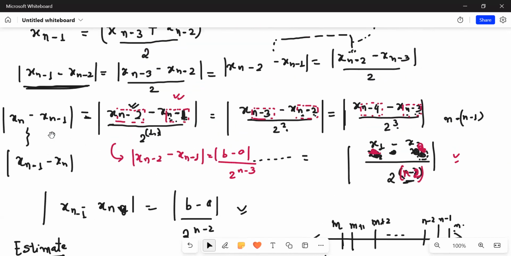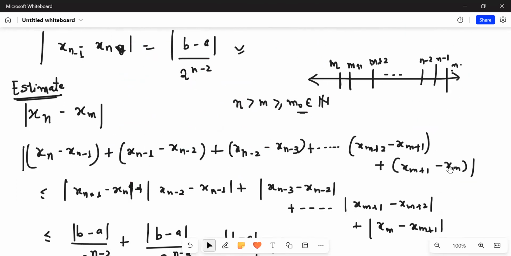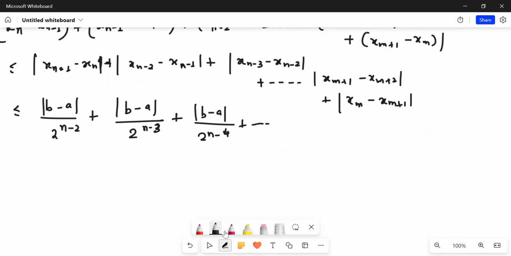xn minus xn minus 1 is equal to x1 minus x2 divided by 2 raised to power n minus... So I'm writing it here. I hope now it is not getting complicated for you. |xn minus xn minus 1| is equal to |b minus a| divided by 2 raised to power n minus 2. Just a term before. So in that, instead of n, I have to add n plus 1.